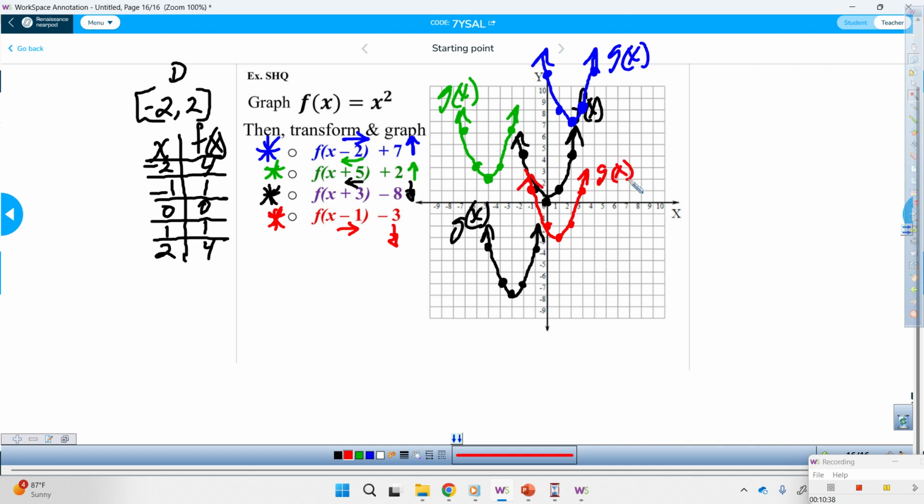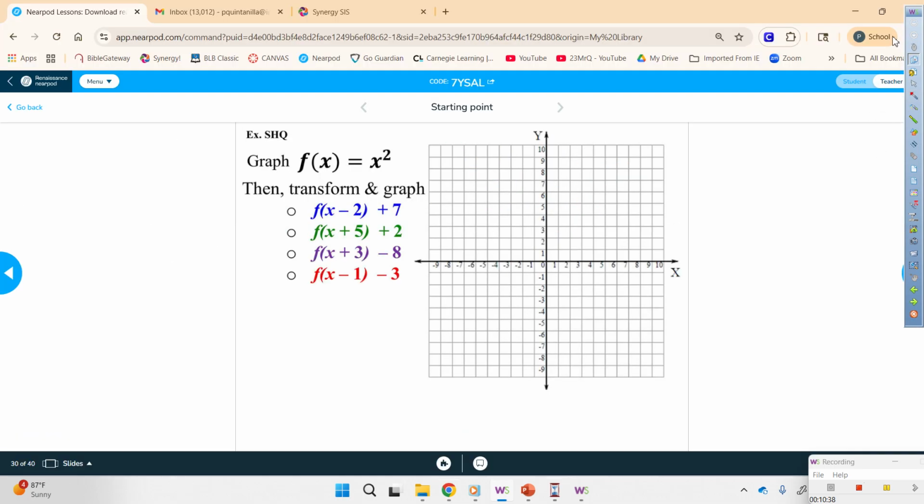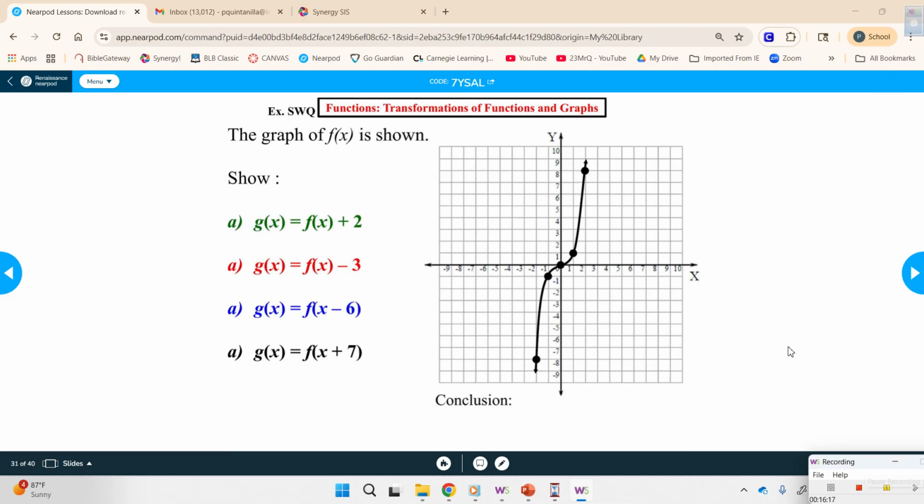And that's our g of x. All right, not bad, not bad. Send me your graphs. I want to see your transformations, please. Okay, look at this next one.